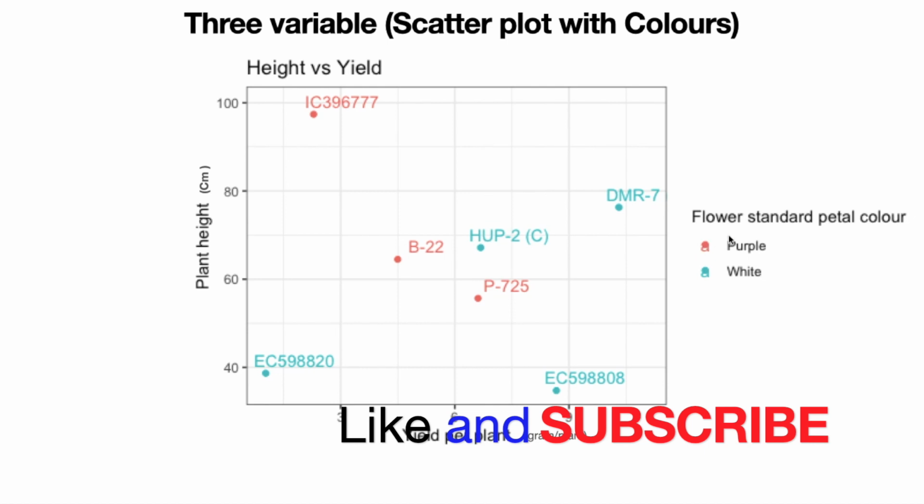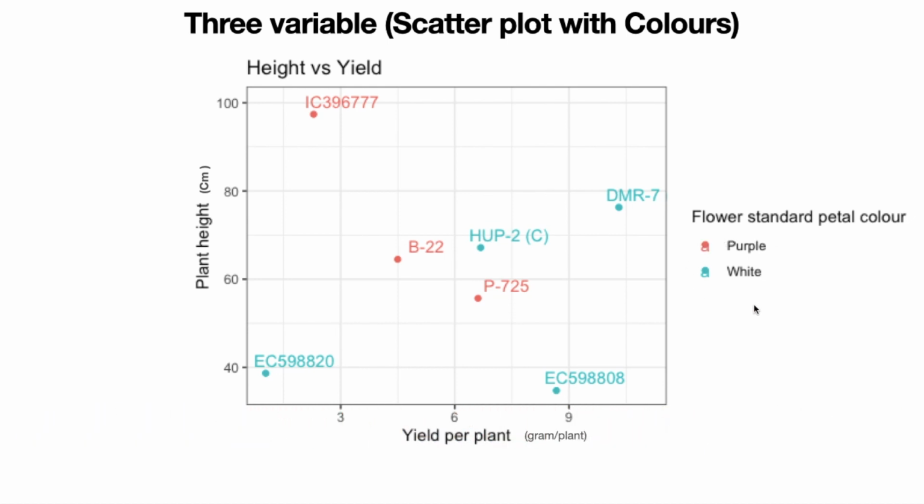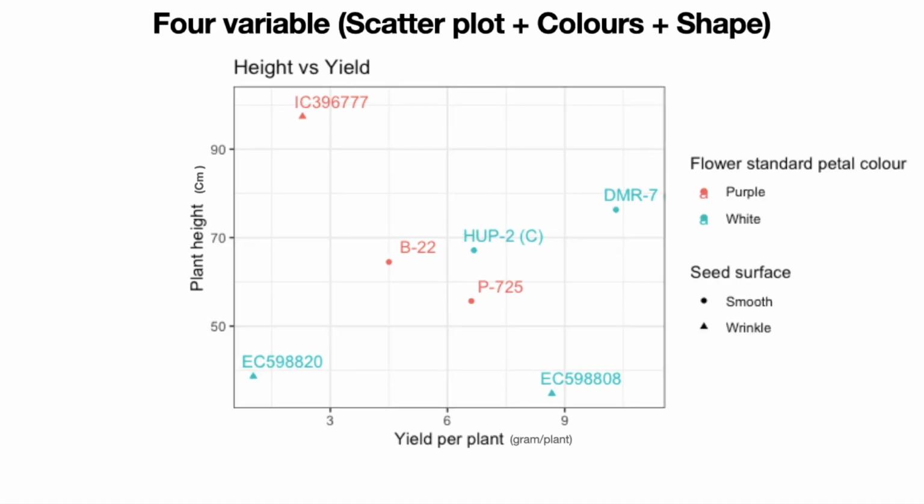Here I have considered flower color. So that is identified by the standard petal color. Here you can see that the B22 genotype, having height around 65 cm with the yield 4.5 grams per plant, also has purple colored flowers. And we can also consider one more variable. So here I have considered shape as an additional identifier in order to identify the seed surface. Here you can see that B22, having 65 cm height and 4.5 grams yield per plant with purple colored flowers, also has a smooth seed surface, and up to here it's okay.